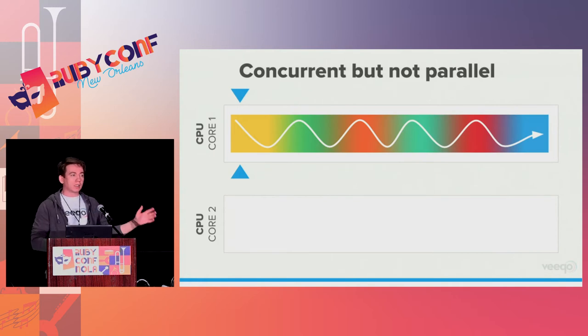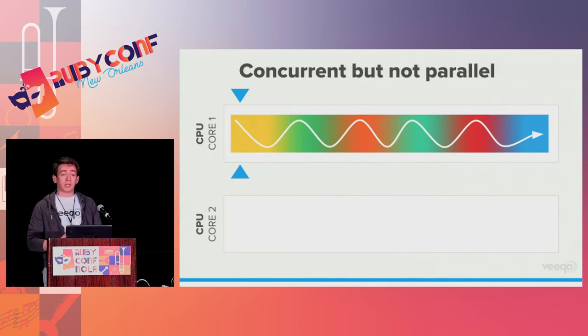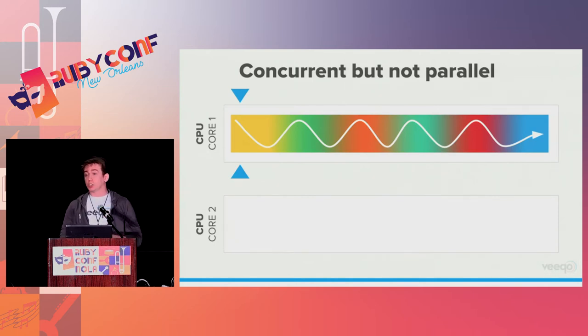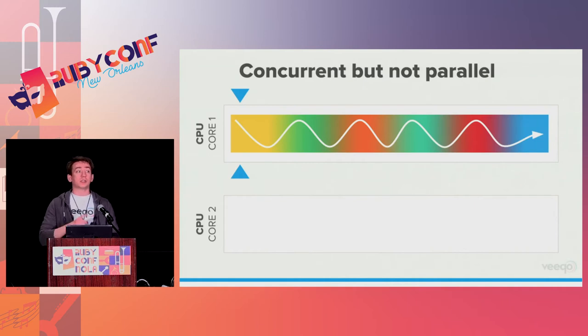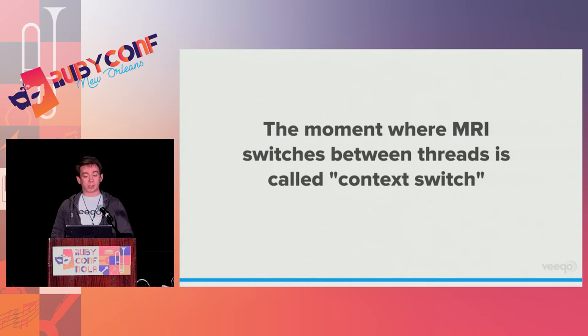This actually answers our last question, why didn't race condition go away when we turned off other cores? Because other cores are irrelevant. No matter whether there are other cores or not, Ruby GIL will restrict your ability to use other cores and it will still run everything concurrently, even though not in parallel. So let's agree on one thing here today, that the moment where MRI switches between threads is called context switch.